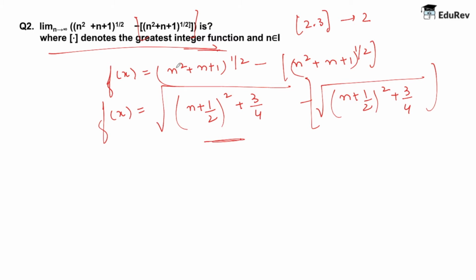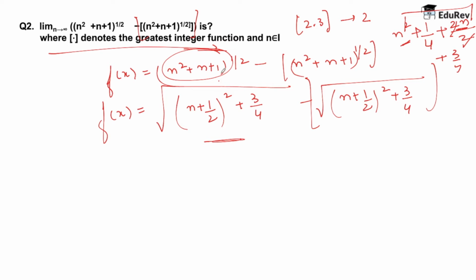Now this is converted to this as, this is n plus half whole square. That is, if you open it, it will be n square plus 1 by 4 plus 2 times n by 2 plus 3 by 4. So when you solve it, you will get this. That is, the 2 and 2 will be cancelled. So it will be n square plus n plus 1 by 4 plus 3 by 4, which is 1. So when you open this, you will get n square plus n plus 1.